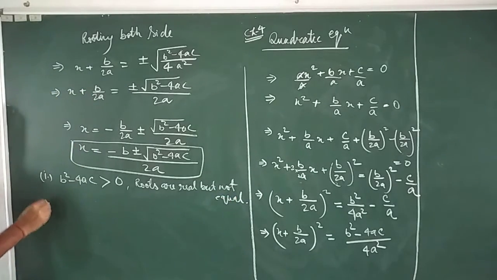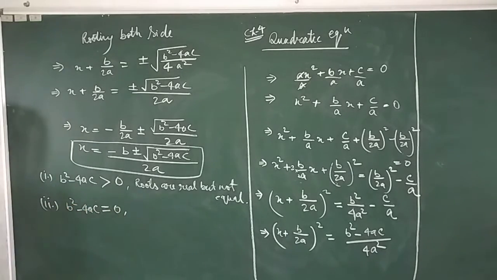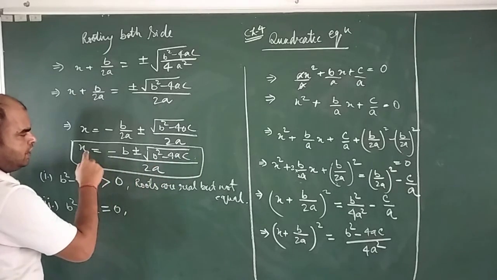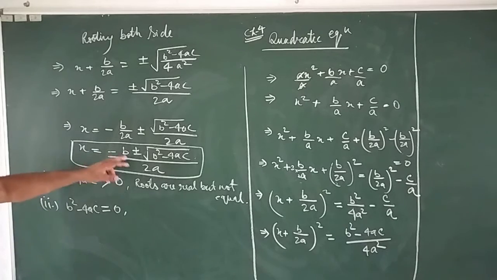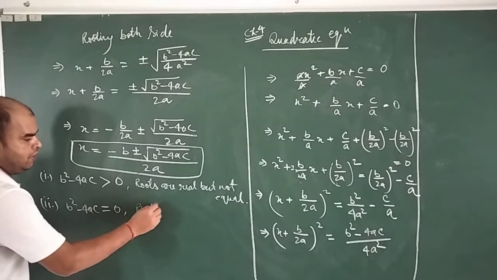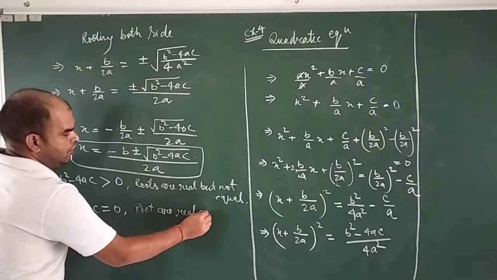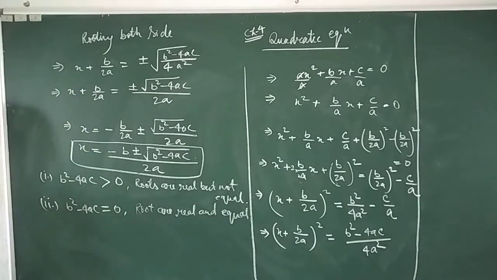Now see the second condition. Second condition, b square minus 4ac is equal to 0. If b square minus 4ac is equal to 0, then it will be 0. So in this condition you will get x equal to minus b upon 2a. You will get this same value for x. Both values will be the same. So it means roots are real and equal, because both are equal. Roots are real and equal.